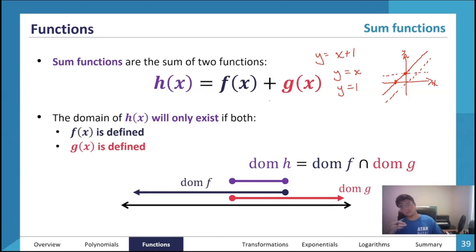One thing you should note though is that the domain of a sum function, h(x), where h(x) is equal to f(x) plus g(x), will only exist if both f(x) is defined and g(x) is defined, in which case the domain of h is going to be equal to the overlap between the domain of f and the domain of g, so the intersection between the domain of f and the domain of g. In this case, let's say we have a function f that has this domain along the x-axis, so the x number line, and then we have the domain of g being all of this. So it's just going to be the overlap, which is the domain of h, which is from this point to this point.